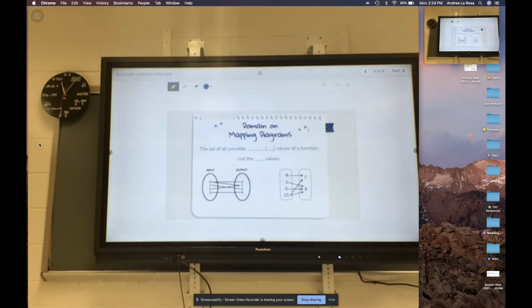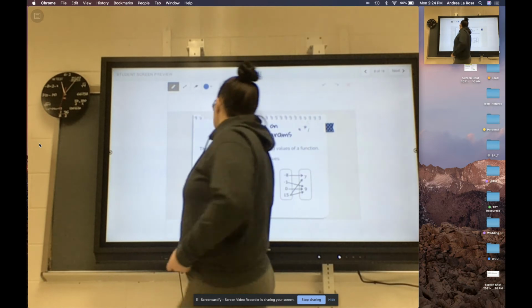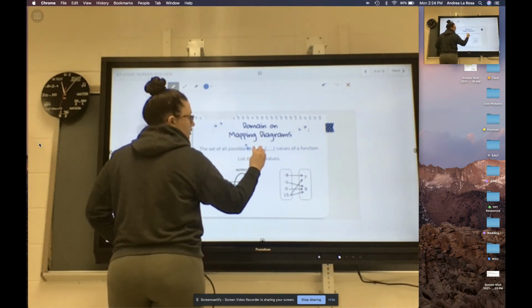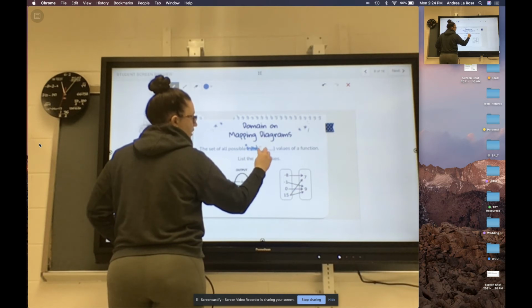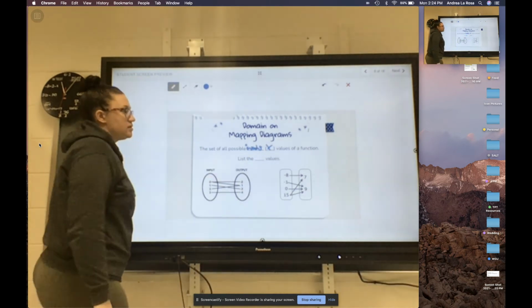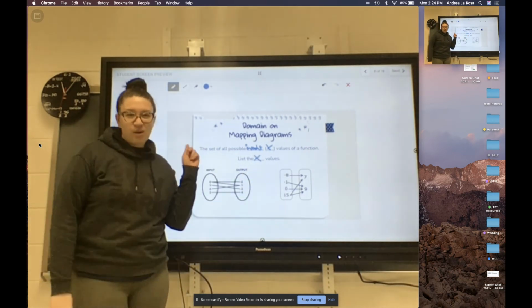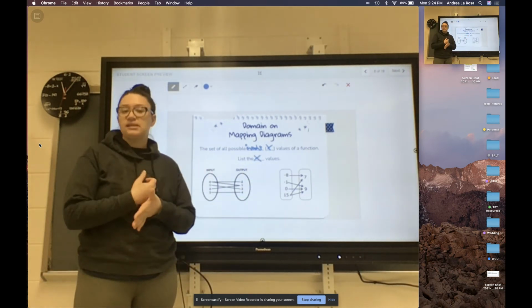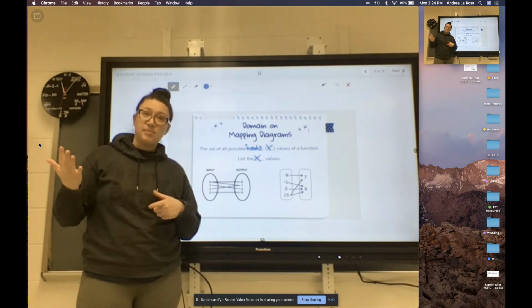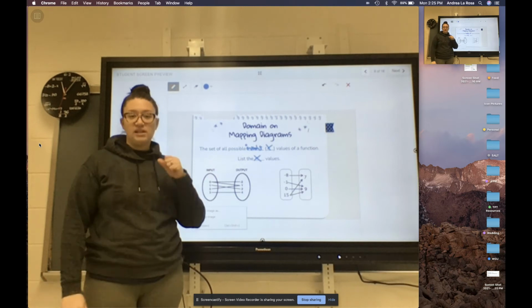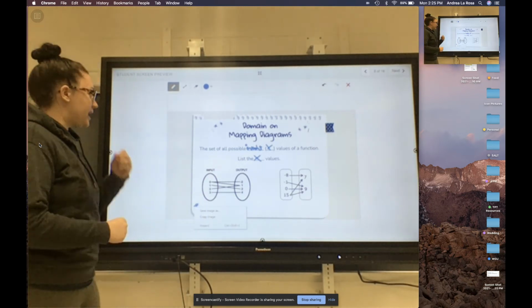Lastly, domain on mapping diagrams. Like we've been saying, we know it's the inputs. We know those are the X values, so we have to list all of our X values. I keep putting this over and over because that's the biggest thing people are going to forget. They're going to mix up, is it the X or is it the Y? So that's why I keep writing it over and over again. Domain is the X.